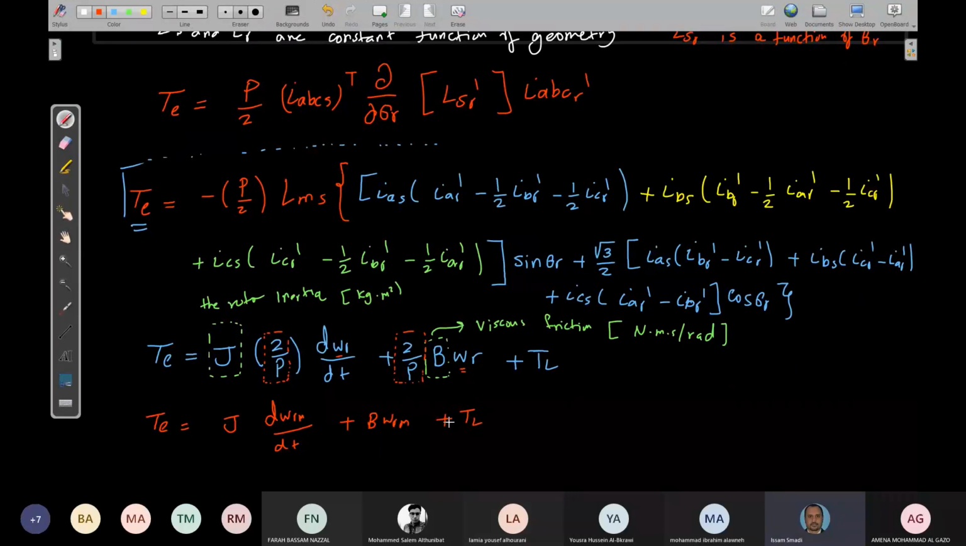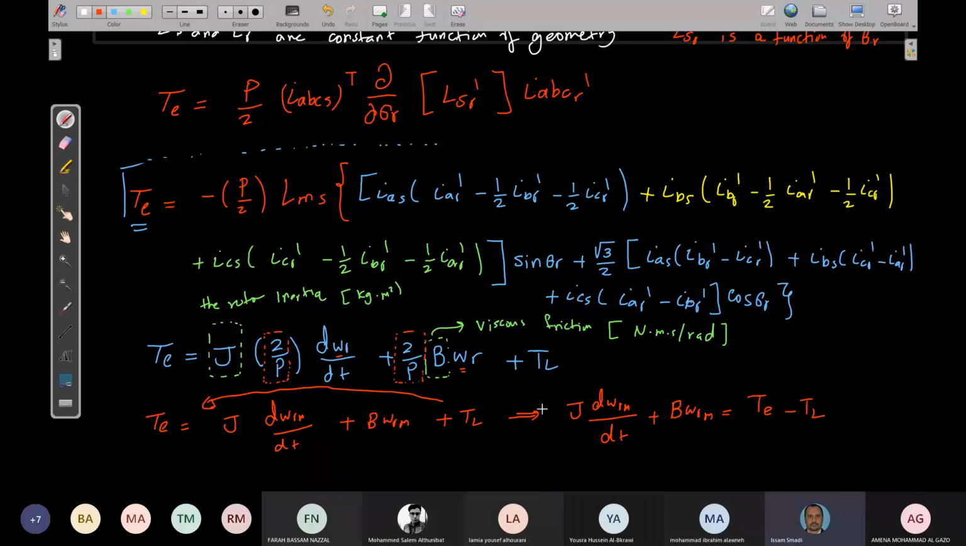In general, we are rearranging such that this can be written as J d omega rm by dt plus B omega rm should equal the net torque, or the summation of the torques, which is TE minus TL. And I think you did that, in order to simulate the machine.